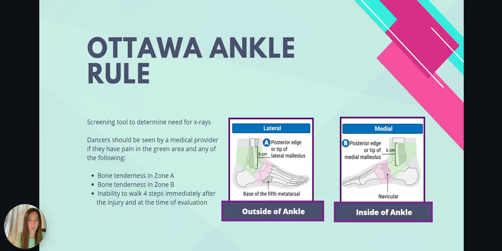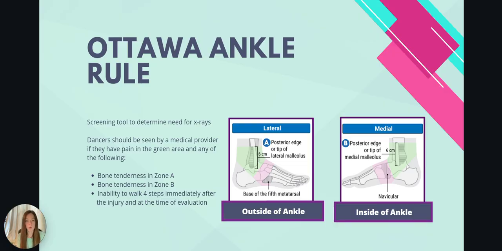The Ottawa ankle rules are a screening mechanism that I use a ton when I'm covering youth athletics. It's a good way for me to help guide parents on whether we should take our kid in to get x-rays done. So say the dancer has an injury, whether it's at school or during a class, and they are saying that they have pain in the green area of these two pictures. That's going to prompt us to pull out the ankle rules to determine what we should do next.